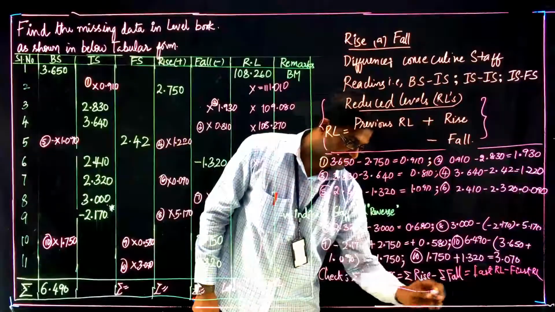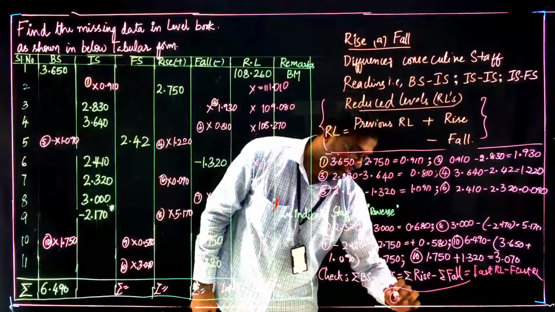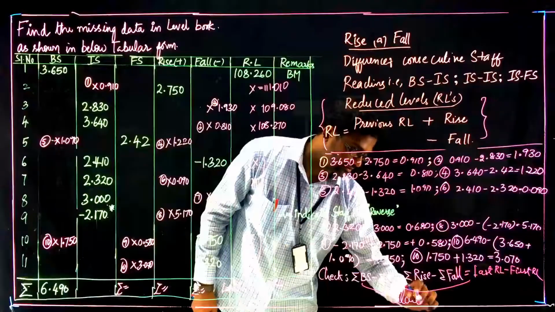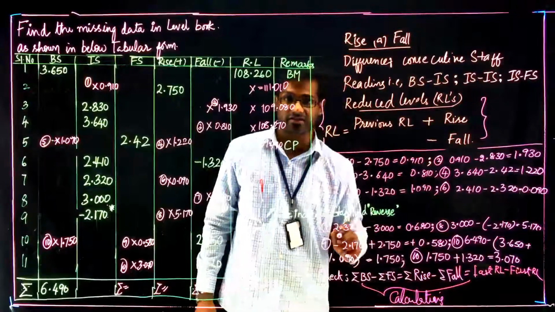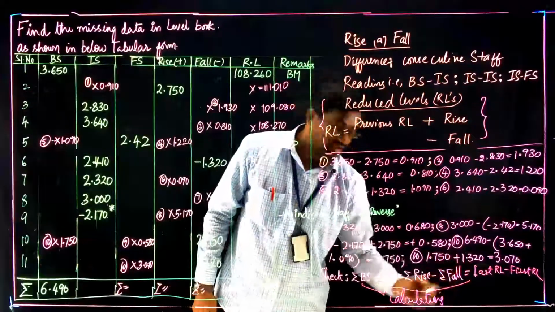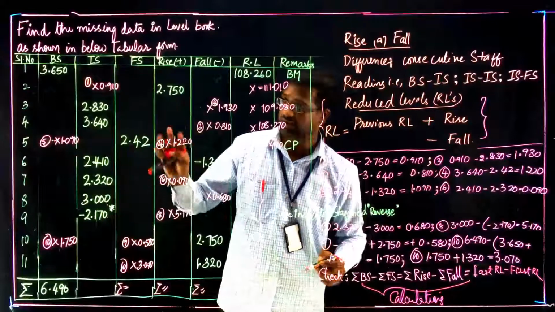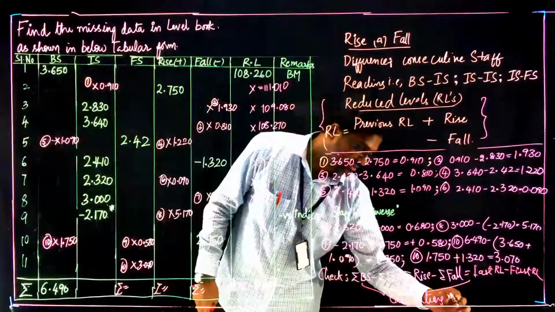If this check is okay, it tells that only the calculations are correct. This does not mean that your field survey is correct. Only the calculations are without error.